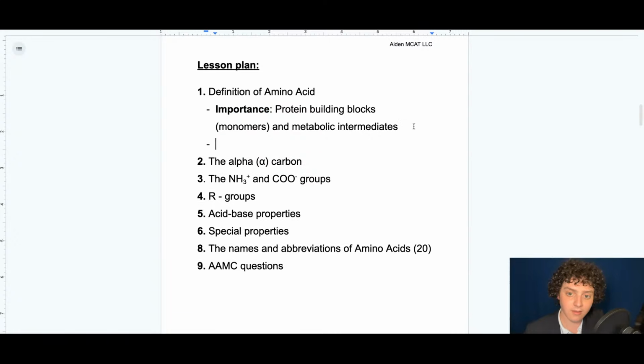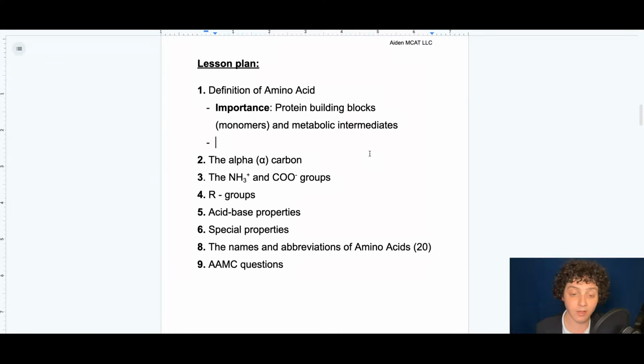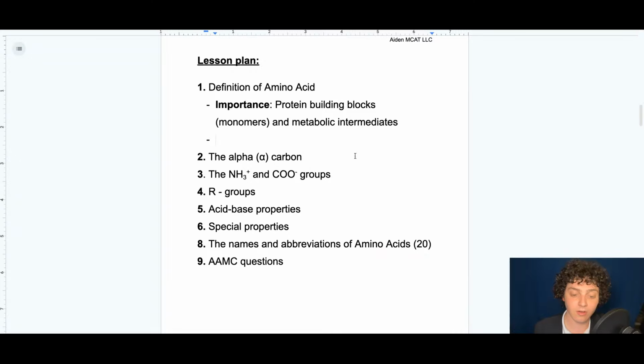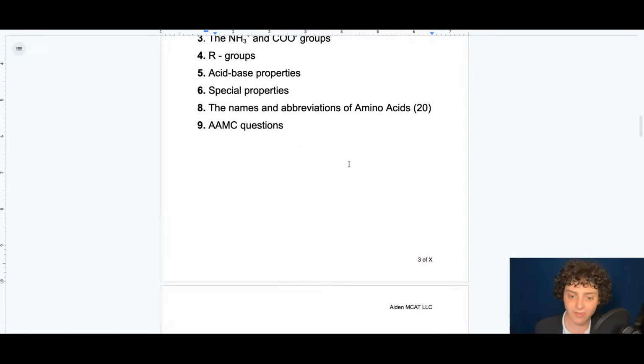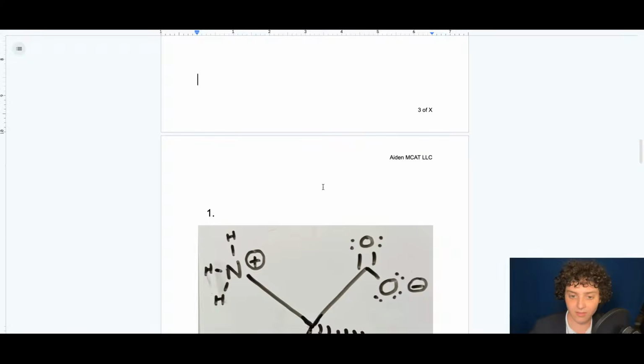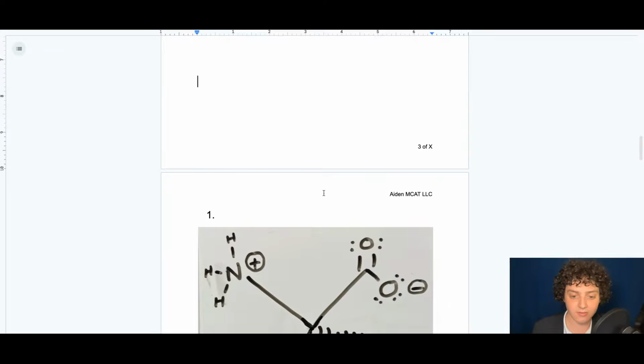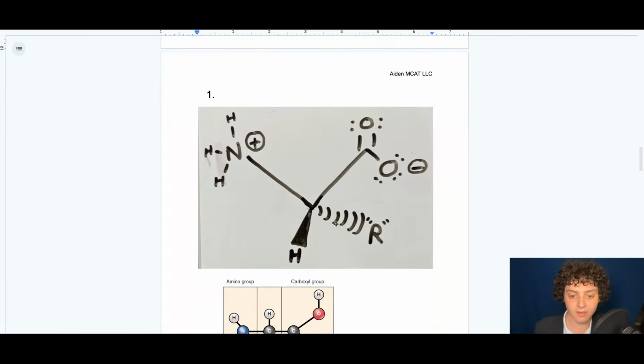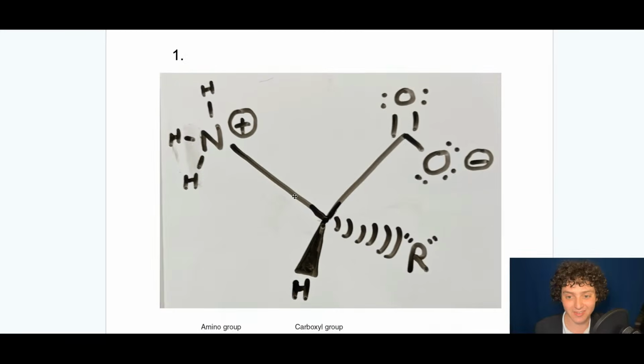Okay. But then what is the amino acid? The amino acid is a molecule, but how do we define amino acids as molecules? What makes them different from every other kind of molecule, specifically when we're talking about biology? So it's difficult to put it into words. It's much easier to simply show a picture of it. So this is Aiden's drawing of an amino acid, my drawing of an amino acid.